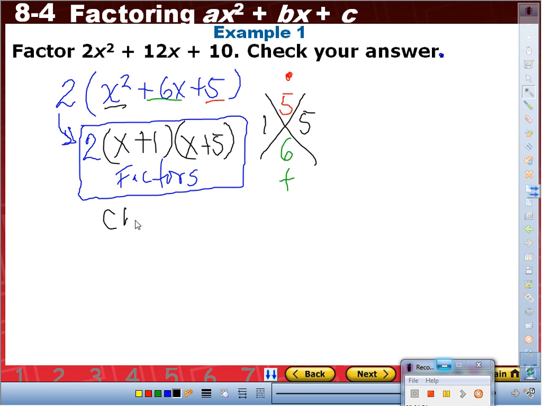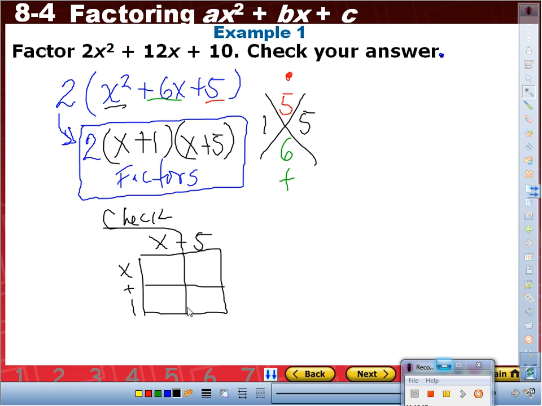So then I want you to write check. We're going to use the area model. Here it goes. I write my first one, x plus 1, draw your line across. Then x plus 5, draw your line down.